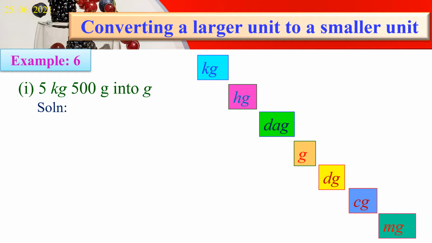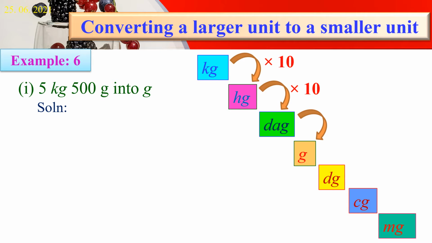500 is already in gram. We have to convert kg to g. So, let us see how many steps we have to move from kg to g. Kg is kilogram, g is gram. On the first move, we are in hectogram, which is hg. So, we have to multiply by 10. On the next move, we are in decagram, which is dag. Again, we have to multiply by another 10.